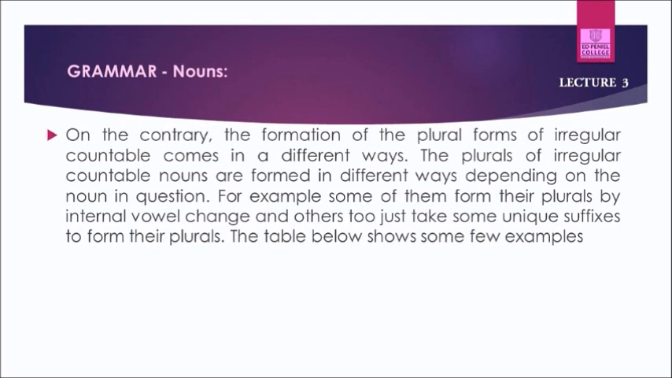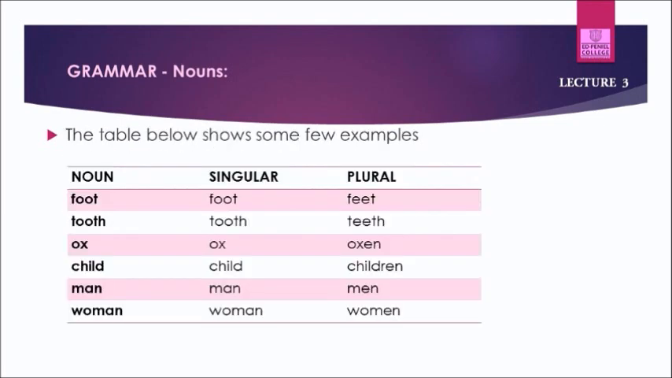Some of them just change the vowel in the middle of the word. Others take some unique suffixes. So you can see some examples over there. We have foot, feet. Tooth, teeth. Ox, the plural is oxen. Child, the plural is children. Man, the plural is men. Woman, the plural is women.